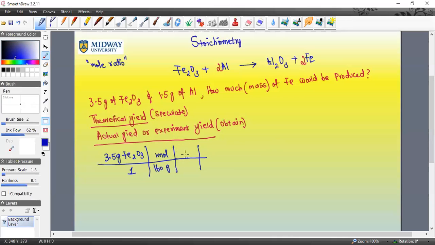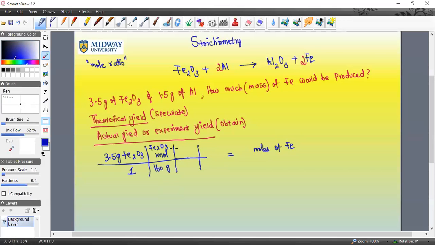Keep in mind, this is for the iron oxide. But we're asking how much iron would be produced. So first, what we want to figure out is the moles of iron from two separate perspectives. So it's 3.5 over 160.